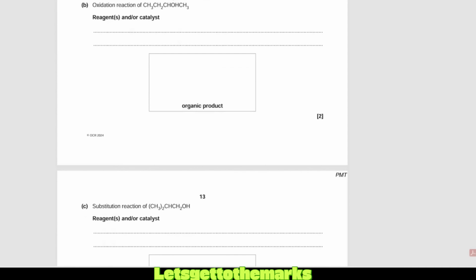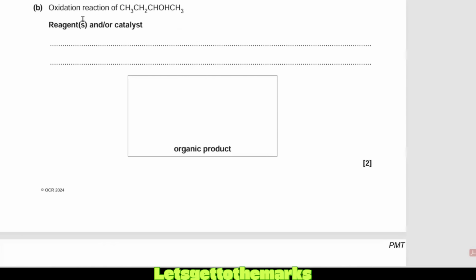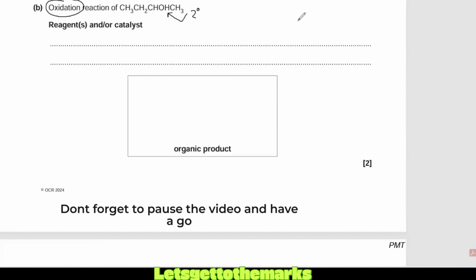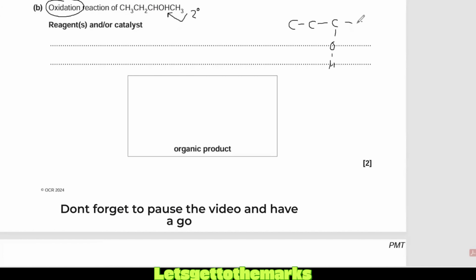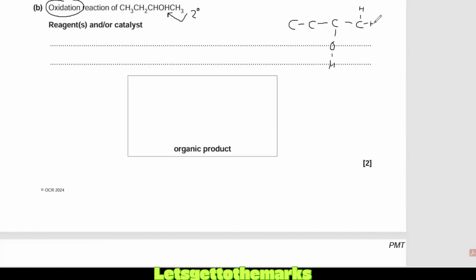Okay, let's zing to B. Oxidation of CH3CH2CHOHCH3. That is going to be butan-2-ol. What's the reagent and or catalyst? Well, it's oxidation, and the alcohol this time is a secondary alcohol, not a primary like in our first one. And so that's going to tell us what specific substance it's going to form during oxidation.